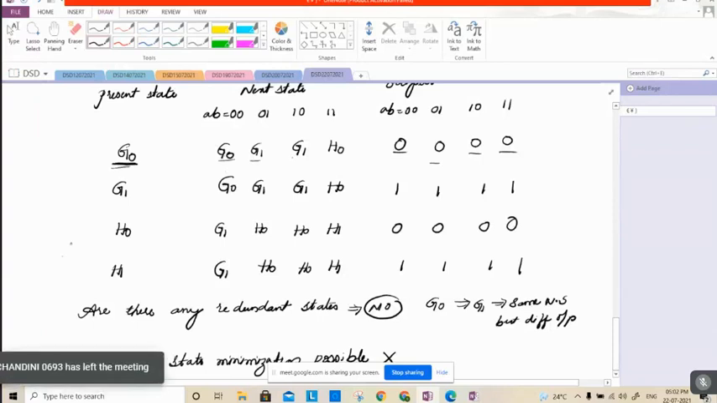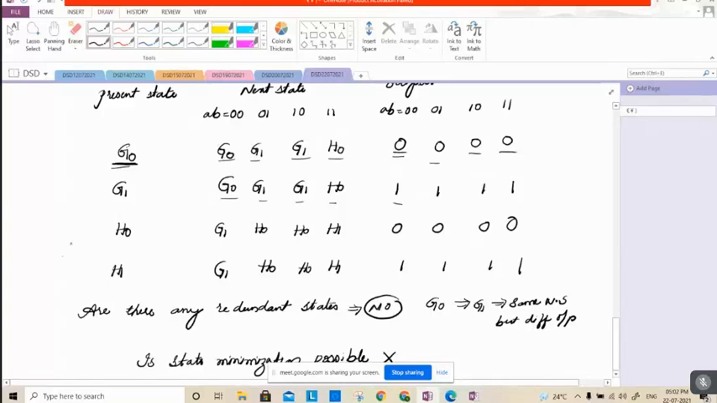So G0, G1, G1, H0, G0, G1, G1, H0. Same next states, but different outputs here. This is 0, this is 1. Different outputs.